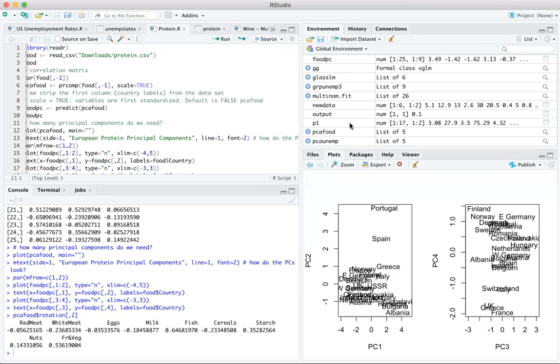The first example is European protein consumption. The data set consists of 25 units, where the European countries are n equals 25, and their protein intakes, in percentage, from 9 major food sources, where p equals 9. Here we use the data set to illustrate PCA as a dimension reduction technique. PCA finds the linear combination of the 9 variables, the columns of the X matrix, that has the largest variability and thus explains most of the variation.